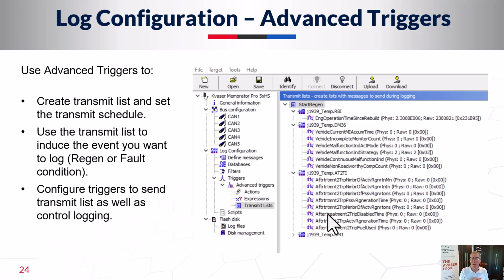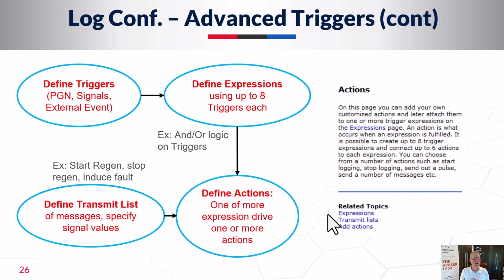You want to send some messages out there to induce a fault on the engine and catch what it does in those conditions. Your transmit list can do that. Configure triggers to send transmit lists as well as control logging. Okay, so let's see how all that works out.